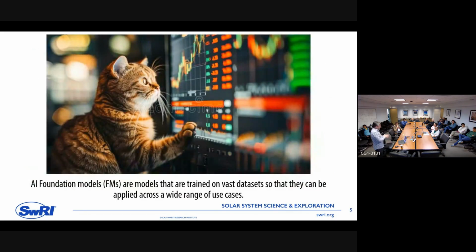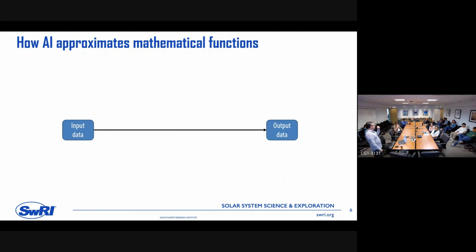So let's start with the definition of foundation models as models that are trained on vast data sets so that they can be applied to multiple purposes. To me, the most powerful definition of what an AI model is: a mathematical construct that allows you to approximate a function, a probability distribution, an operator. So it is something where you create the possibility of approximation.